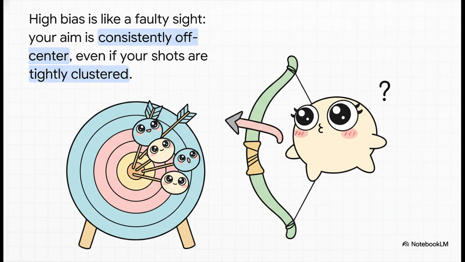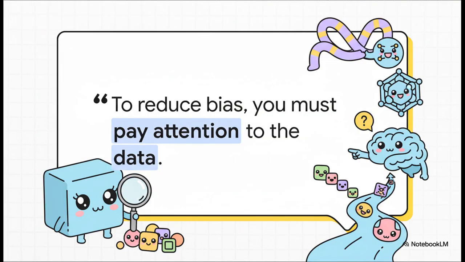Maybe it's always high and to the left. The model is consistently wrong in the exact same way every single time. And that really gets to the heart of what bias is. It's this fundamental mismatch between how your model sees the world and how the world actually is. If you try to model a complex curve with a simple straight line, you're going to have high bias. To fix it, you need a more flexible model, something that can actually capture the true patterns in your data.